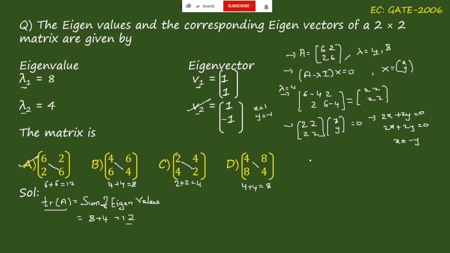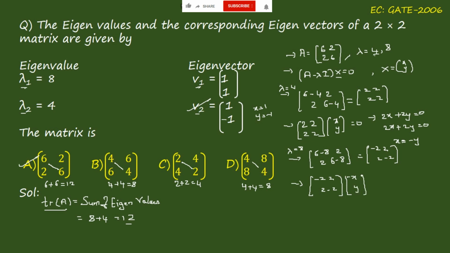This one got satisfied. Now coming to when lambda is equal to 8, this particular matrix changes to 6 minus 8, 2, 2, 6 minus 8, which is equal to minus 2, 2, 2, minus 2. Now we have to subtract with an A and multiply with an x, so it becomes minus 2, 2, 2, minus 2 with an A, x and y.